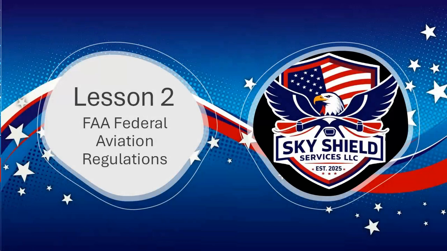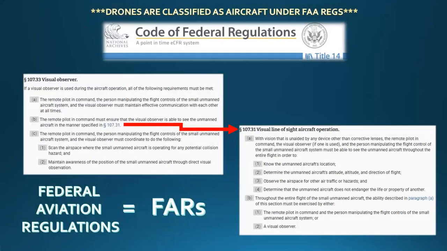So lesson 1 was easy, and lesson 2 just gets a little more difficult. Now we're going to cover the Federal Aviation Regulations, specifically geared towards visual observers. 14 CFR 107 is where small unmanned aircraft systems regulations are found. They can be found in the Code of Federal Regulations. There's an eCFR website, which you see right here. I took just partial screenshots of it and put it onto a slide. The section for visual observers is 107.33.